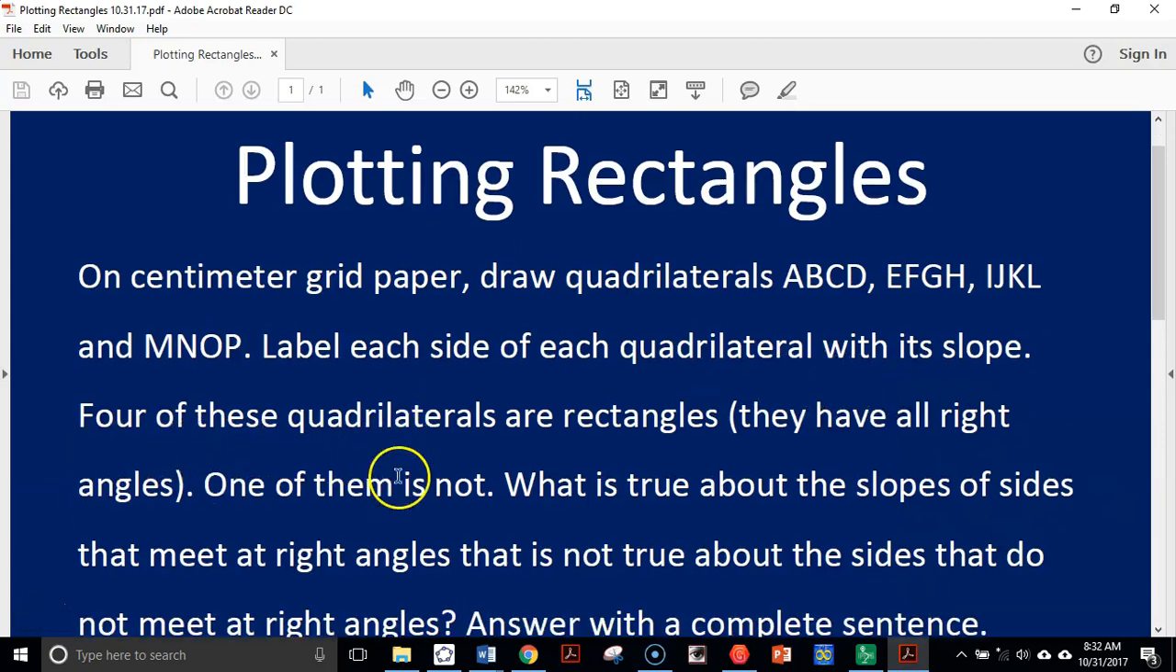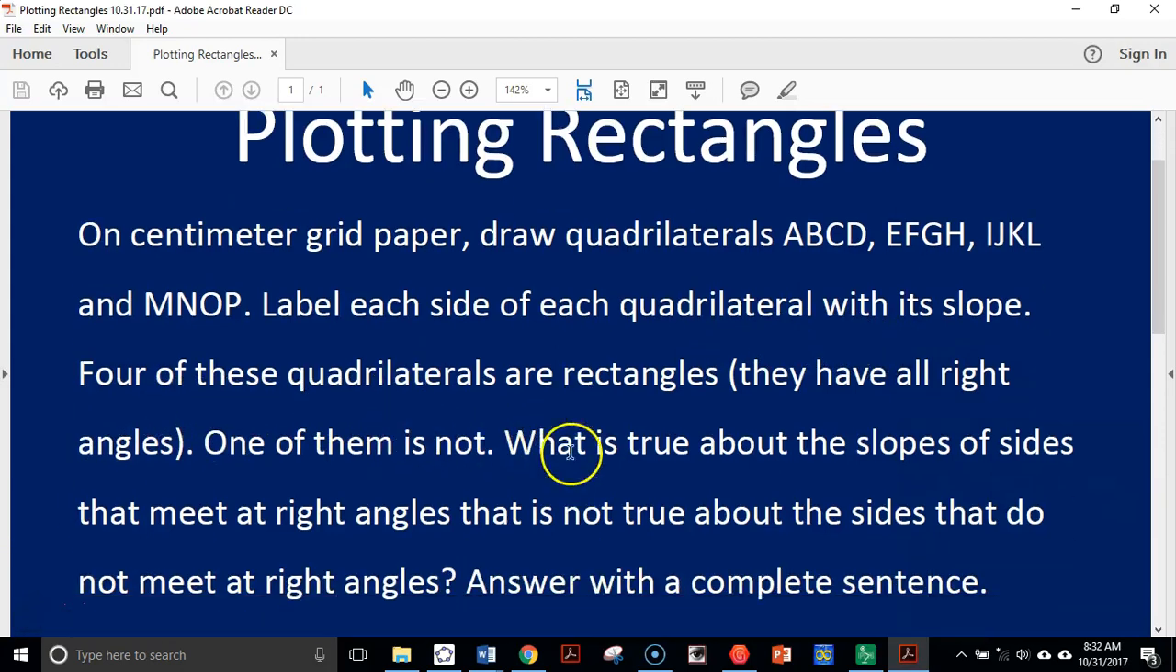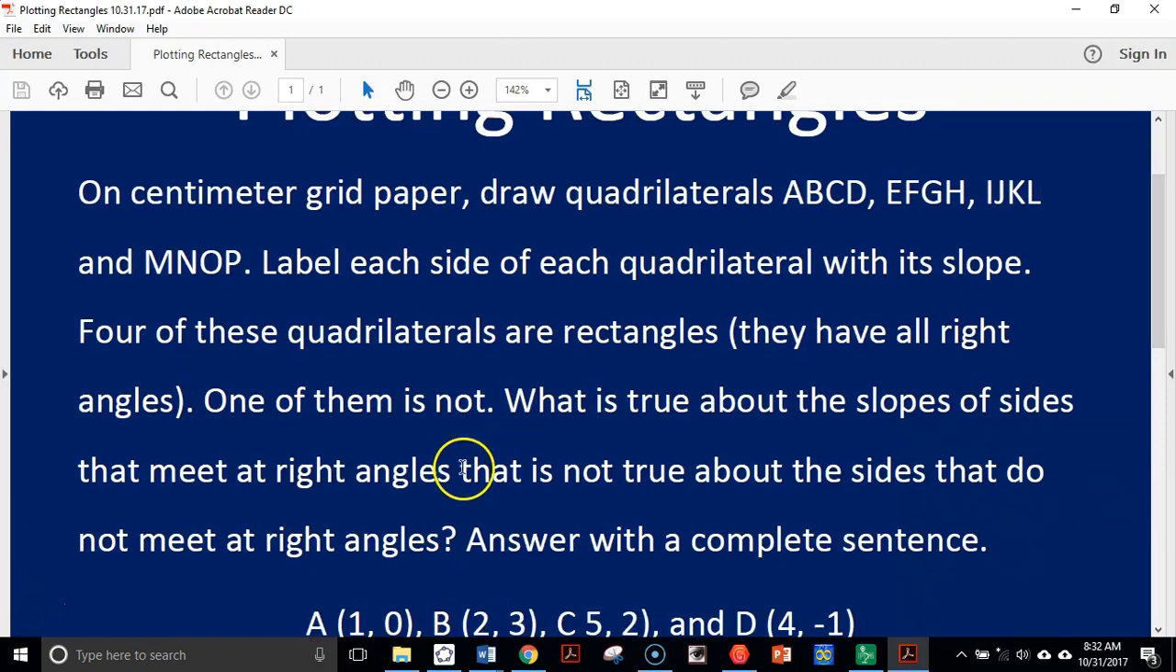4 of these quadrilaterals are rectangles. They have all right angles. One of them is not. What is true about the slopes of the sides that meet at right angles that is not true about the sides that do not meet at right angles?